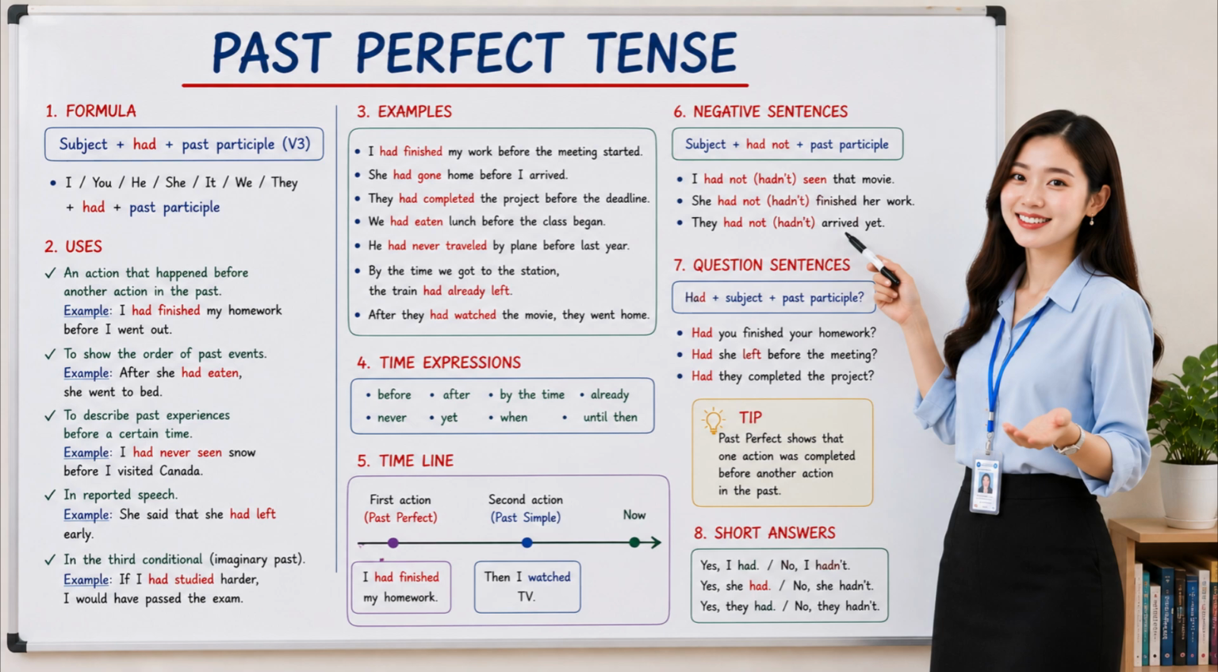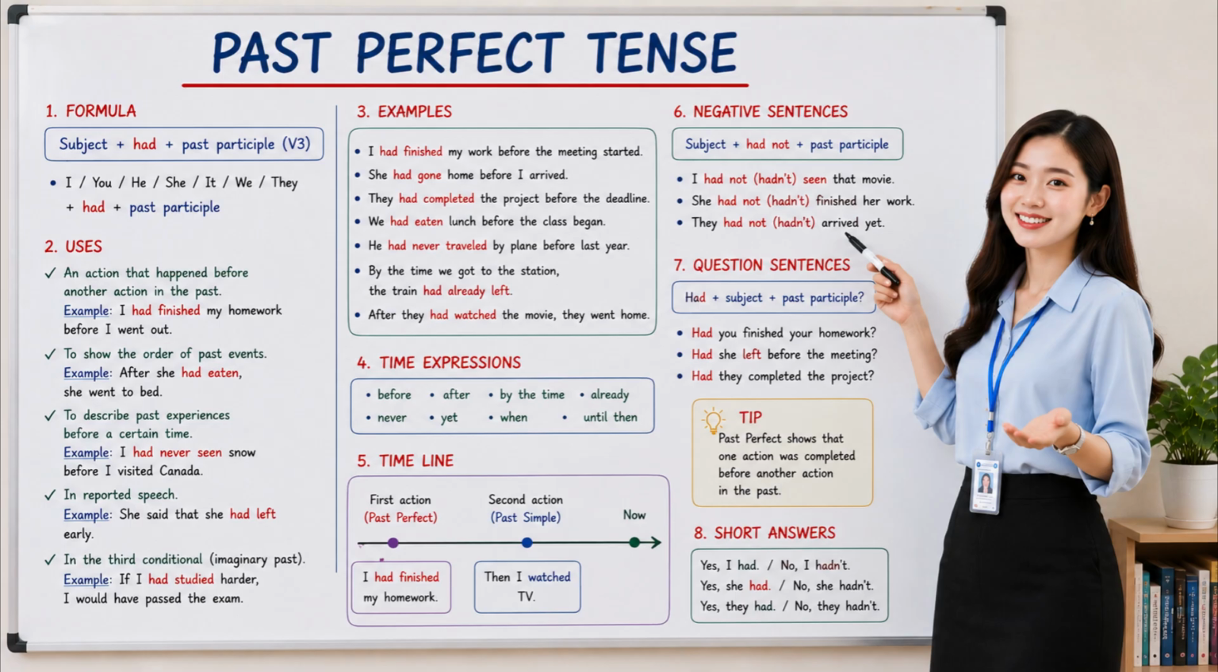Examples. If I had studied harder, I would have passed the exam. If she had left earlier, she would have caught the bus. If they had listened carefully, they would have understood. If we had saved more money, we would have bought a bigger house. If he had practiced more, he would have won the competition.